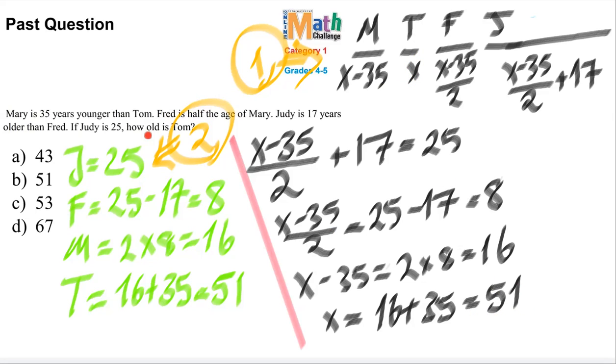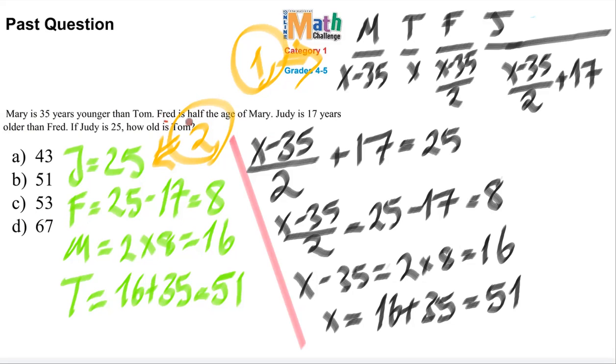Another way is, since this is category 1, probably those students will have problems solving in this way. So they can just reverse the question. For example, Judy is 25. Now let's get Fred. Judy is 17 years older than Fred. So Fred is the younger guy. If Judy is 25, Fred will be 17 less, which is 8. So we got Fred first.